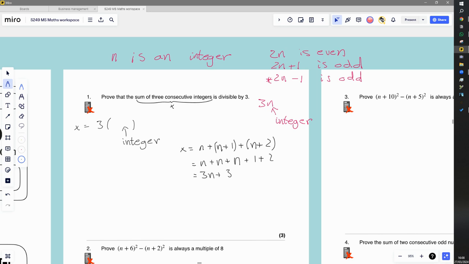Well, this last step should be fairly straightforward now. We take a factor of 3 outside the bracket, and we end up with n plus 1 inside the bracket. Well, if n is an integer, then clearly n plus 1 is an integer. So we can just label that integer, and that's the answer.